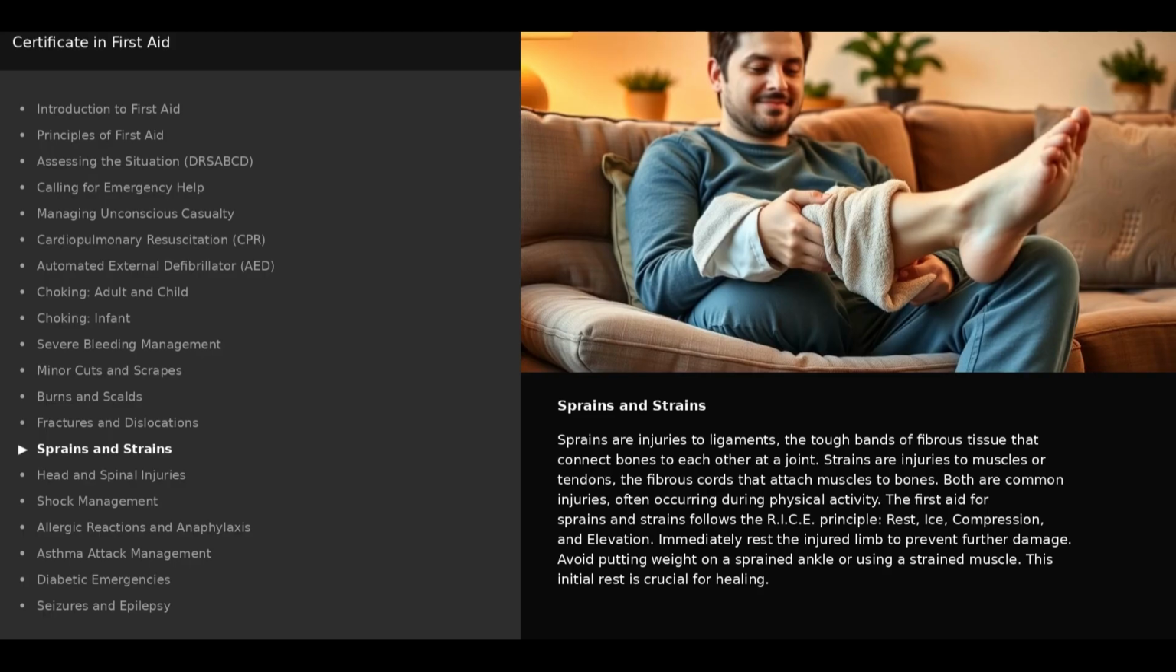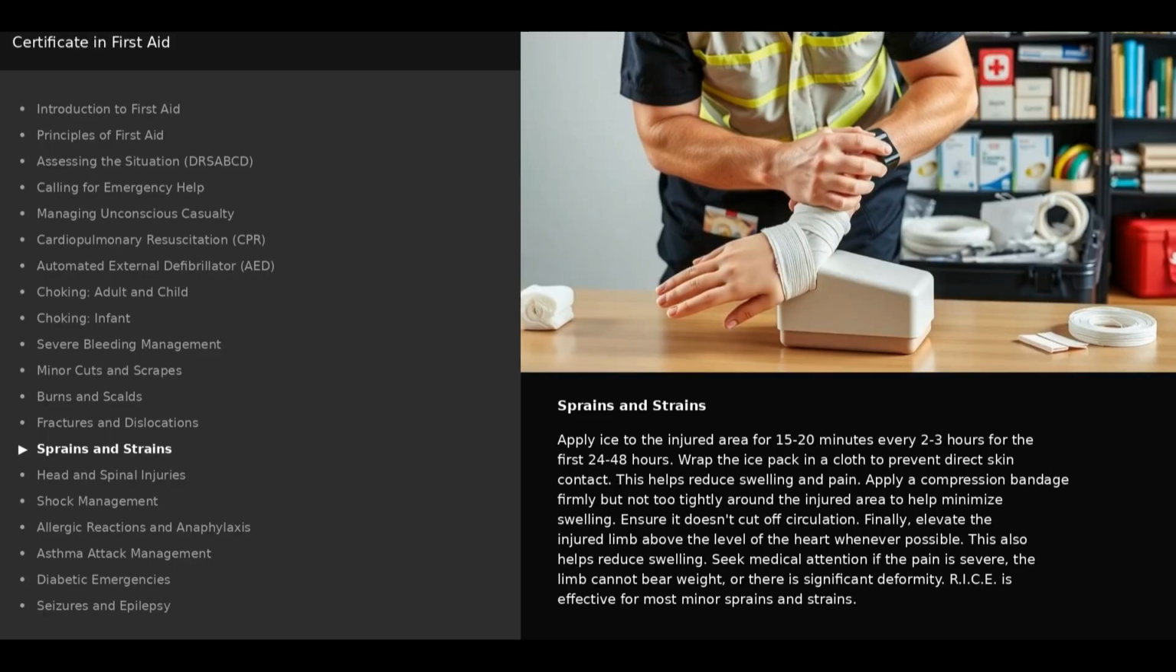Immediately rest the injured limb to prevent further damage. Avoid putting weight on a sprained ankle or using a strained muscle. This initial rest is crucial for healing. Apply ice to the injured area for 15 to 20 minutes every 2 to 3 hours for the first 24 to 48 hours. Wrap the ice pack in a cloth to prevent direct skin contact. This helps reduce swelling and pain.